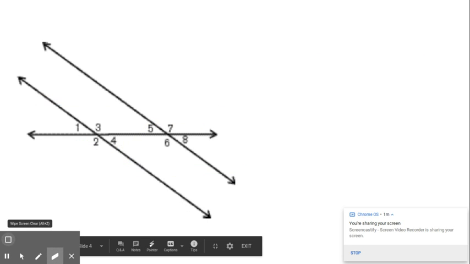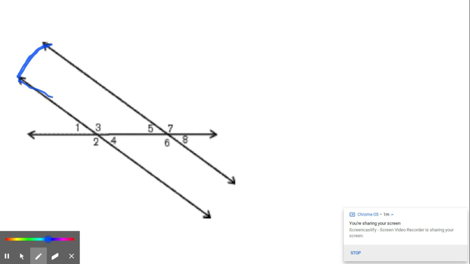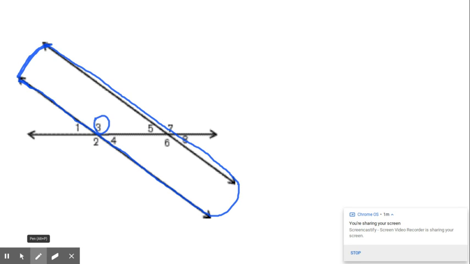Changed up the car on you here. Doesn't change the fact that these are still the sides of the car here. So I've got this as a side of the car here. There's the end of my car. So my interior angles, again, 3, 4, 5, and 6. My exterior angles, 1, 2, 7, and 8.